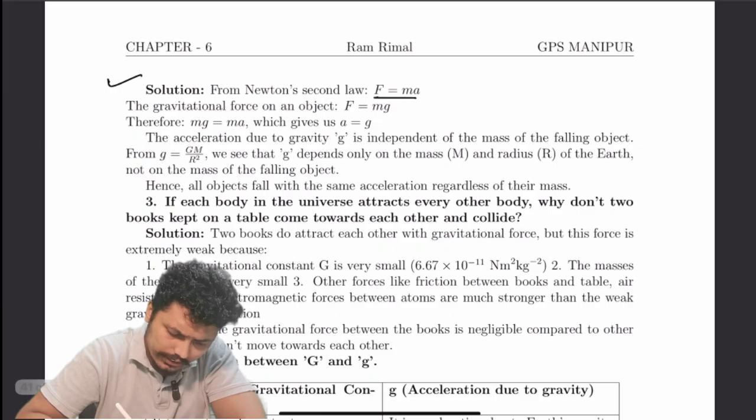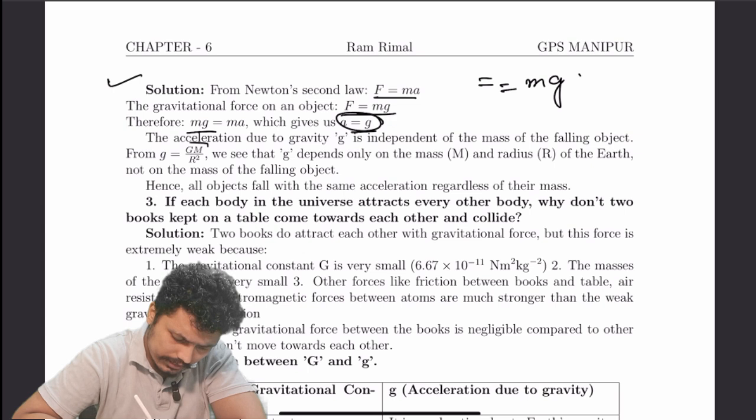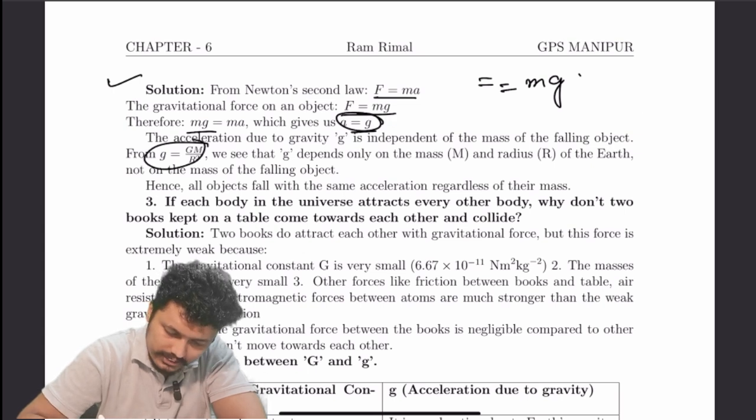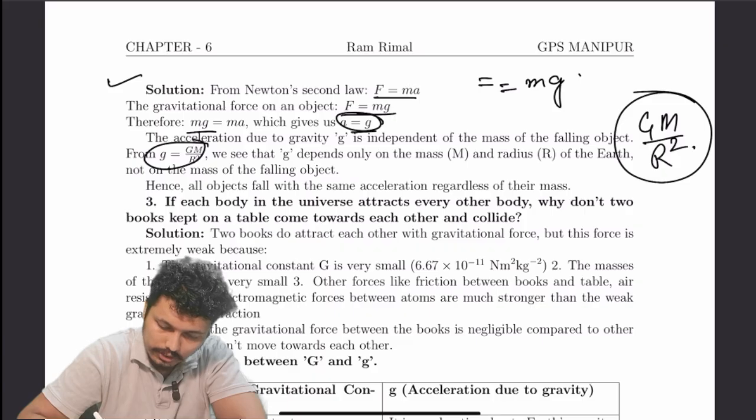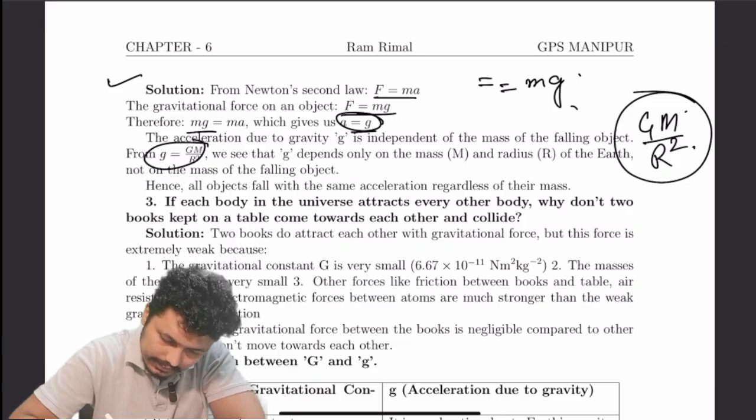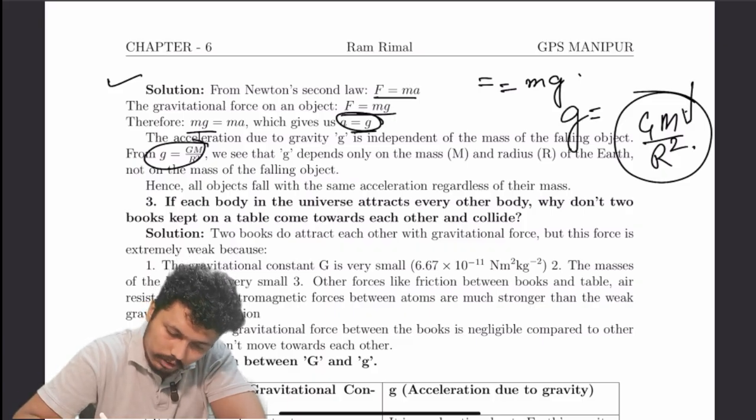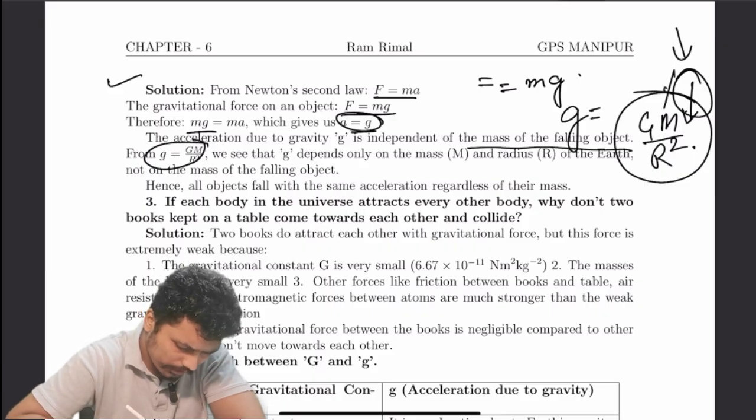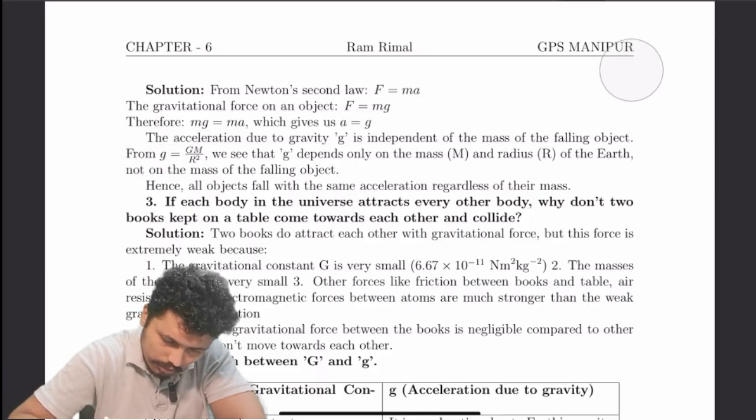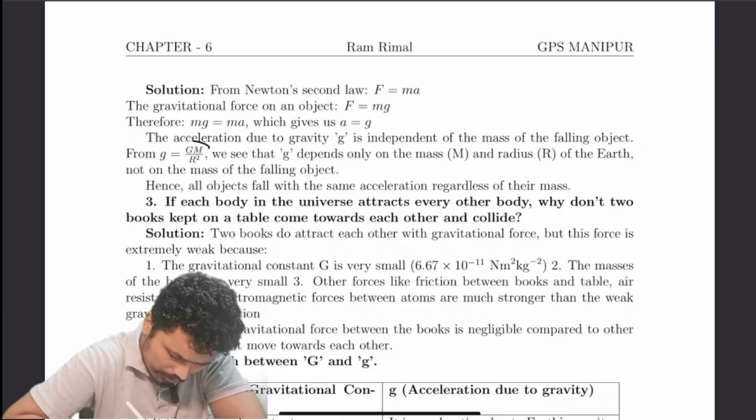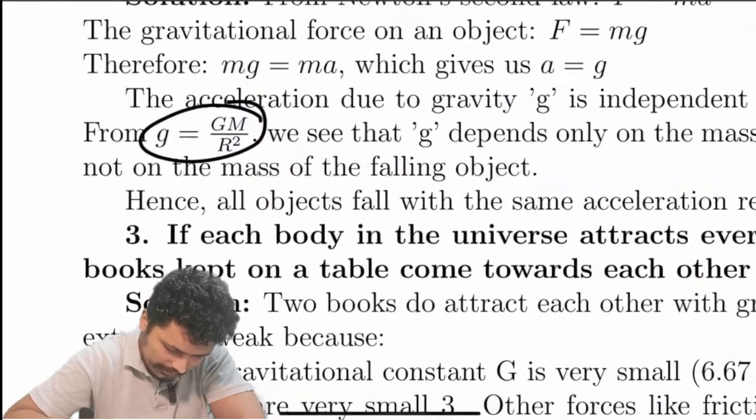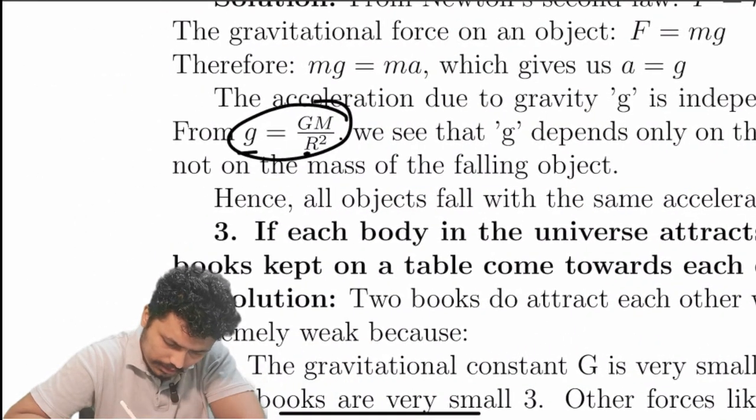Newton's second law is F is equal to mg, which gives a is equal to g, then g is equal to GM by r square. We have discussed and derived this, right? Here the g value doesn't depend upon the mass of an object. It is independent of the falling object. I have derived this before, so I don't need to derive it again. So g is equal to GM by r square.